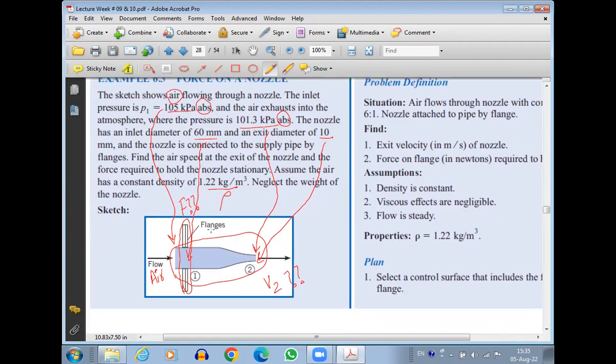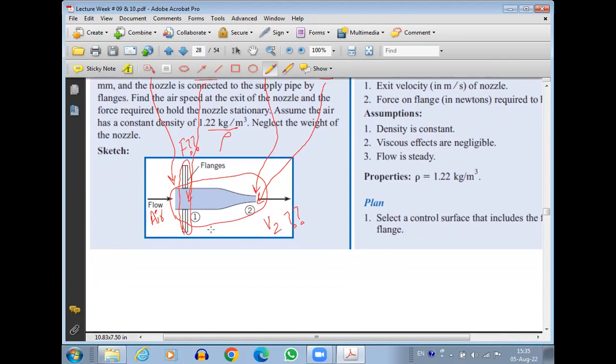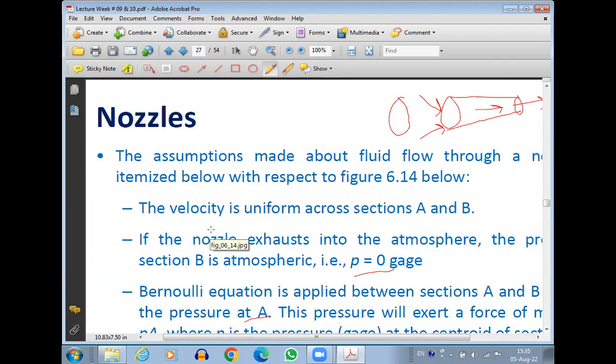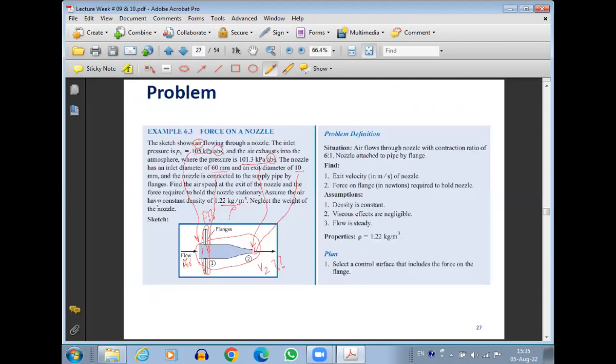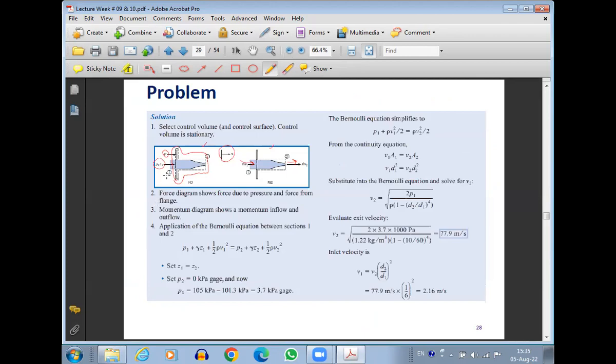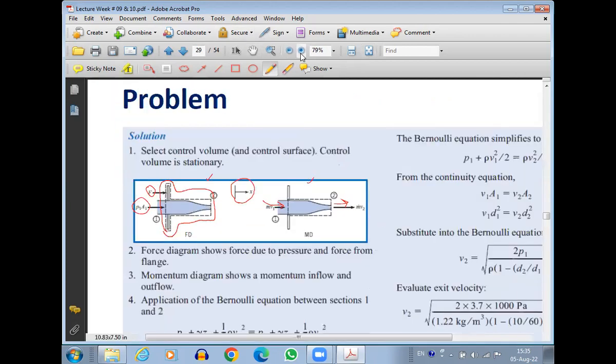Okay, so this is the main idea. If we apply Bernoulli's equation, which is one of the assumptions of the nozzle, we can apply Bernoulli's equation here. So this is the Bernoulli's equation, and that's how we apply it.